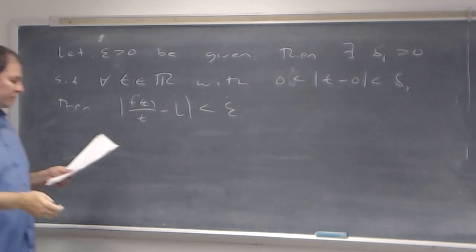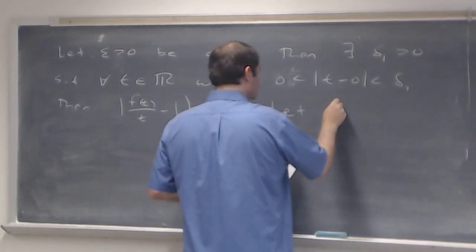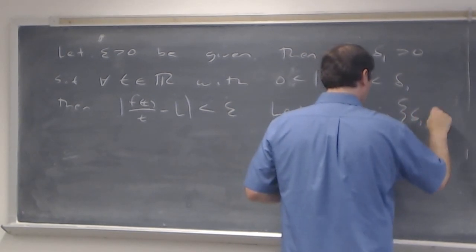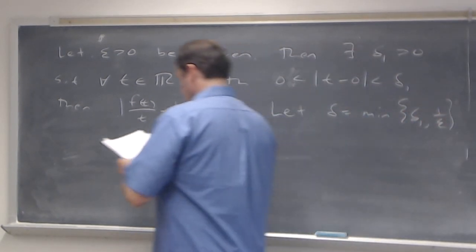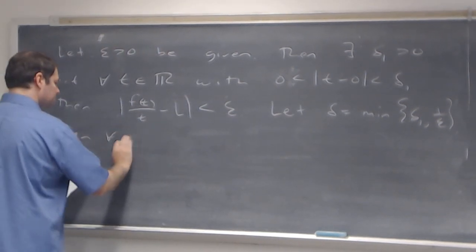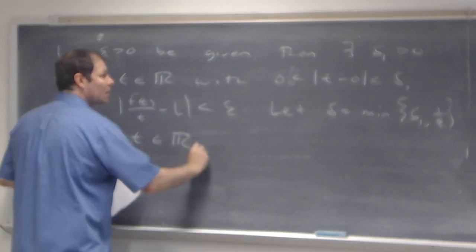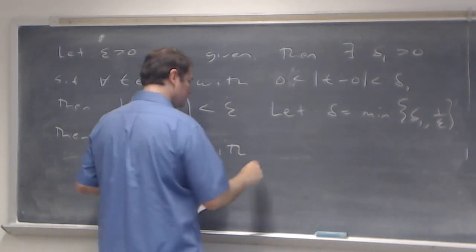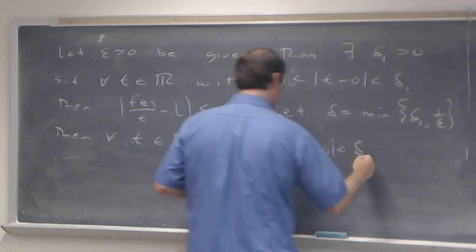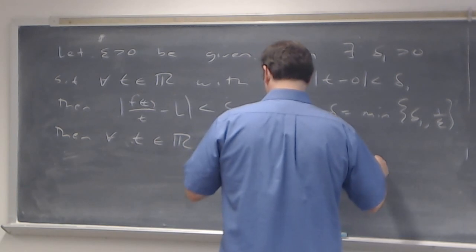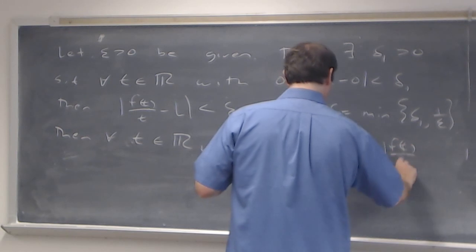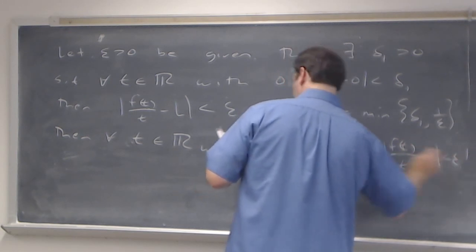Okay? So what we're going to do is let delta equal the minimum between delta sub 1 and 1 over epsilon. Okay? Then, for every t element of R with 0 less than the absolute value of t minus 0 less than delta, we have the absolute value of f of t divided by t minus L will be less than epsilon.